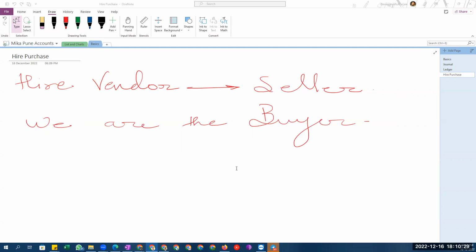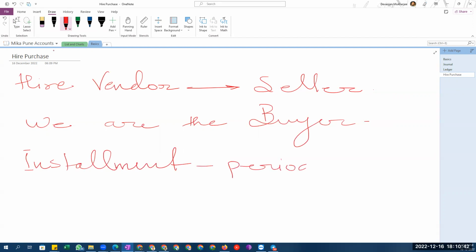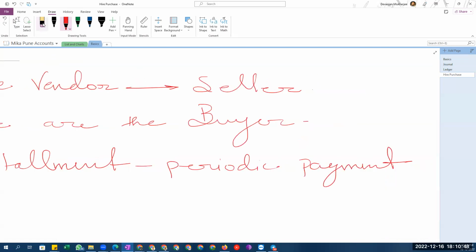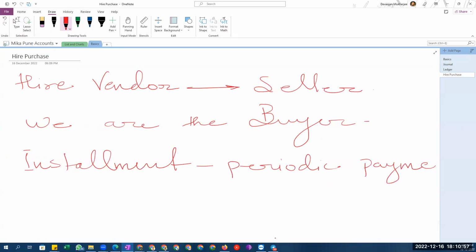Next will be the installment. So what is an installment? An installment is basically a periodic payment. It is a periodic payment being made in order to basically take that asset. Right. This is the second thing.